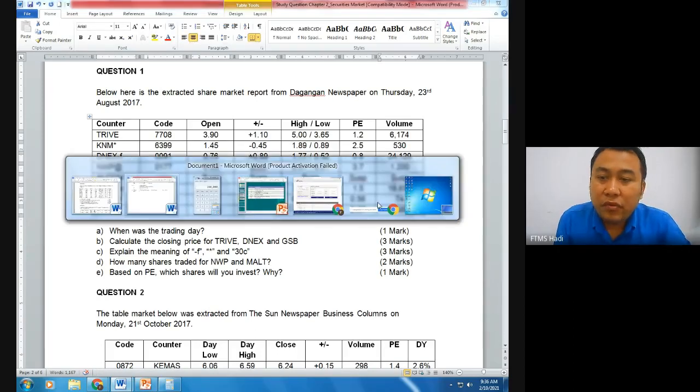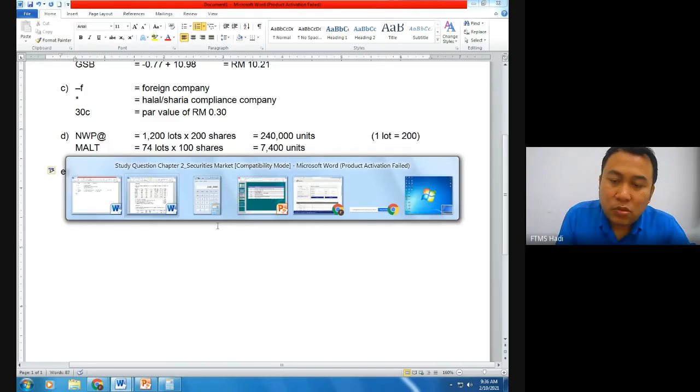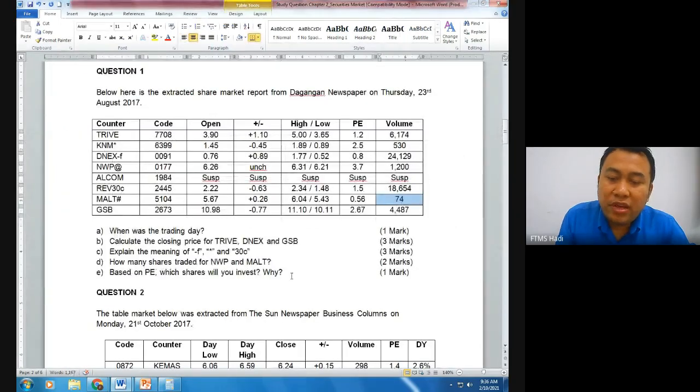Okay, volume 74, that means 74 lots multiplied by 100 shares. Okay, so 7,400 units. Yeah. So this is how you answer. That means 7,400 units have been traded from 9 a.m. until 5 p.m. But for NWP, 240,000 units traded, from 9 a.m. until 5 p.m.